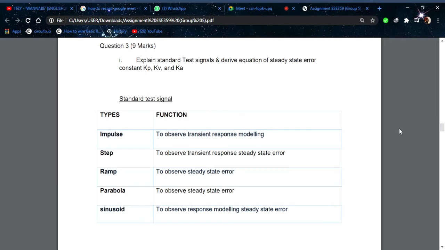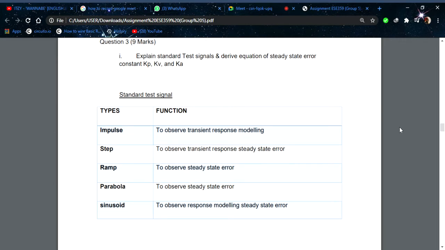Question 3. Explain standard test signals and derive the equations of the steady state error constants Kp, Kv, and Ka. Standard test signals. The test signals have 5 types. Number 1 is impulse, whose function is to observe transient response modeling. Number 2 is step, to observe transient response and steady state error. Numbers 4 and 5, ramp and parabola, have the same function, which is to observe steady state error. And lastly is sinusoid, to observe response modeling and steady state error. Sinusoid is the best test signal.